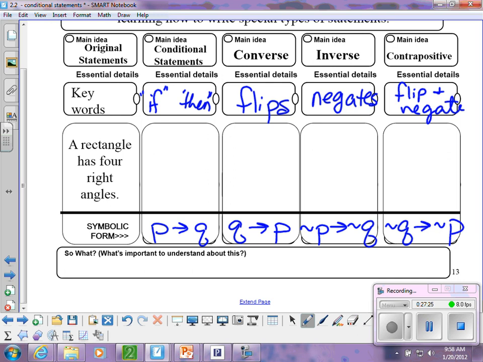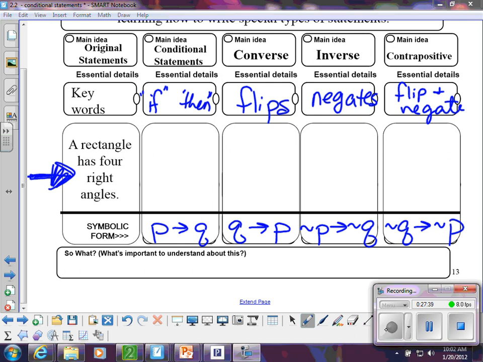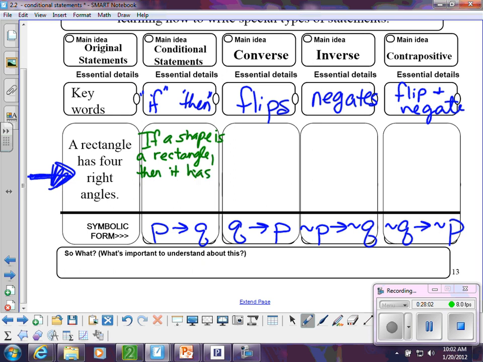So I want y'all to fill in this part right here, okay? So first, change this sentence right here. Change that sentence to a conditional. Then give me the converse, inverse, and contrapositive. Go. Okay. So first of all, you have to give it an identifying word, don't you? You can't just keep rectangle. So what is a rectangle? A shape. So yep. If a shape is a rectangle, yep, then it has 4 right angles.